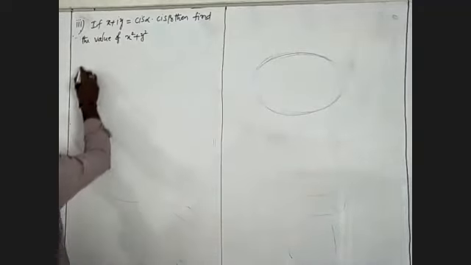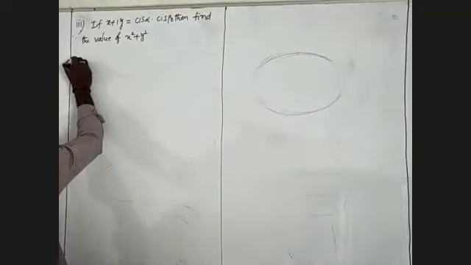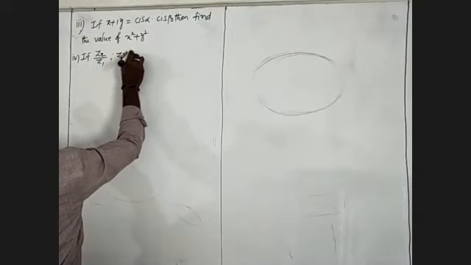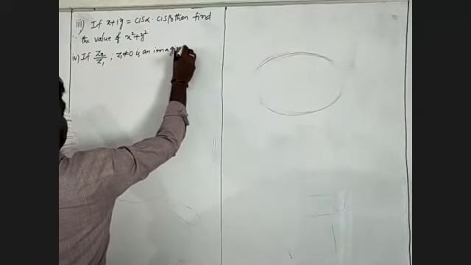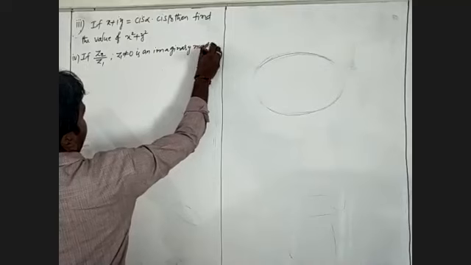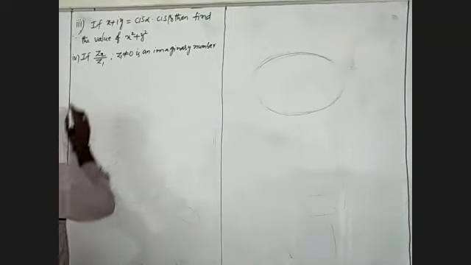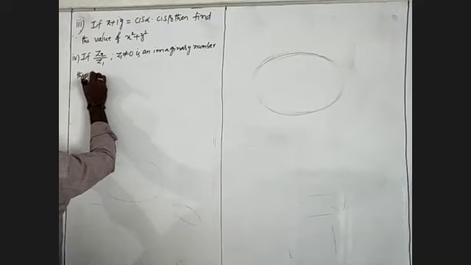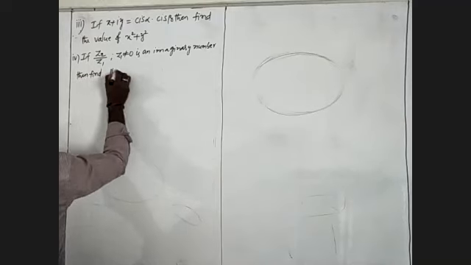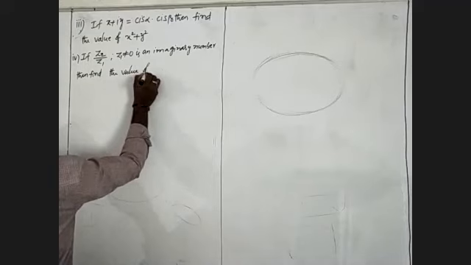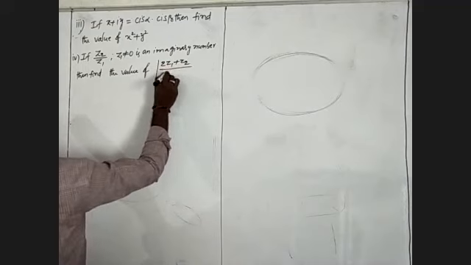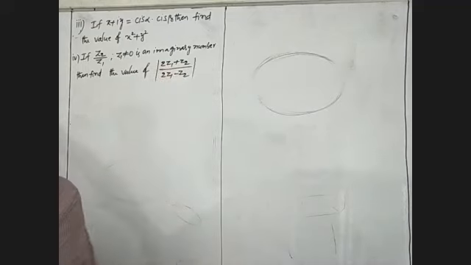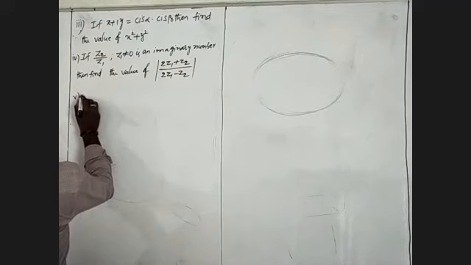So the fourth one is: if z2 by z1, z1 not equal to 0, is an imaginary number, then find the value of mod of 2z1 plus z2 by 2z1 minus z2.